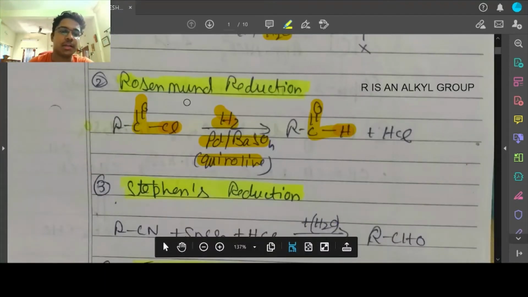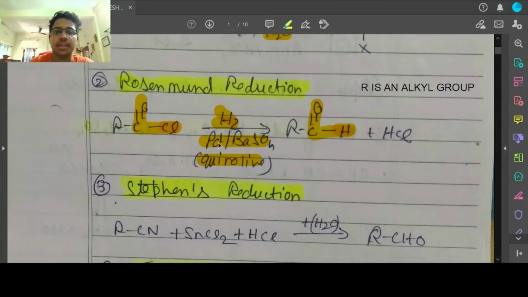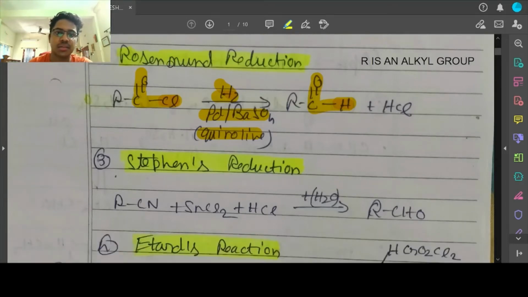In the Rosenmund reduction we use hydrogen and Pd-BaSO4, or quinoline. So RCOCl, in the presence of this catalyst, gives an aldehyde RCHO plus HCl. Just see this: one hydrogen reacts with this chlorine to give HCl, and one hydrogen reacts with this carbon forming the aldehyde. I hope this is clear. Rosenmund reduction is done.